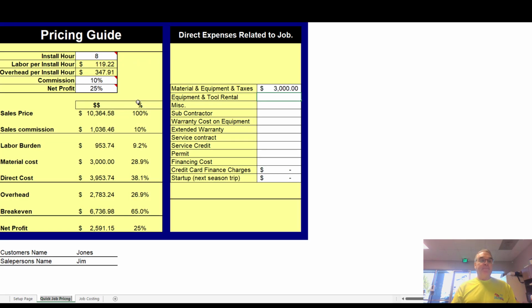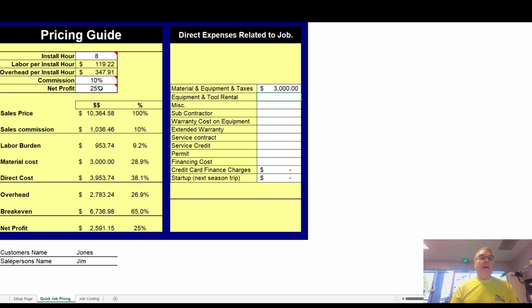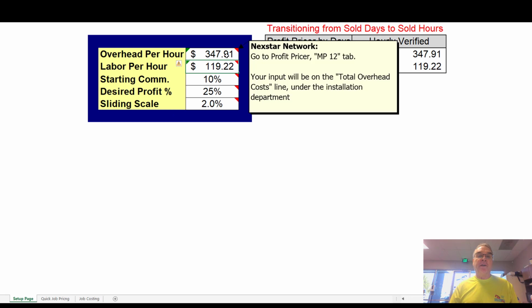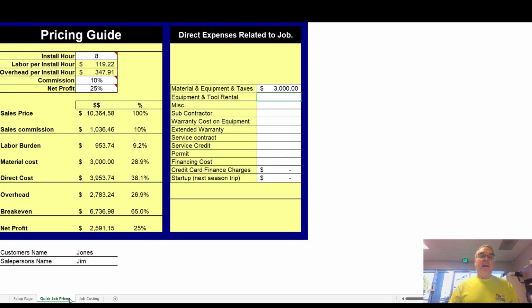So here, you can see the 119.22, and that's 119.22 for the labor. It pops up right here. And then you've got 347.91 for overhead, and your setup page should say 347.91. And so that's all copacetic. And then we've got a 10% commission, and we've got a 25% net profit.